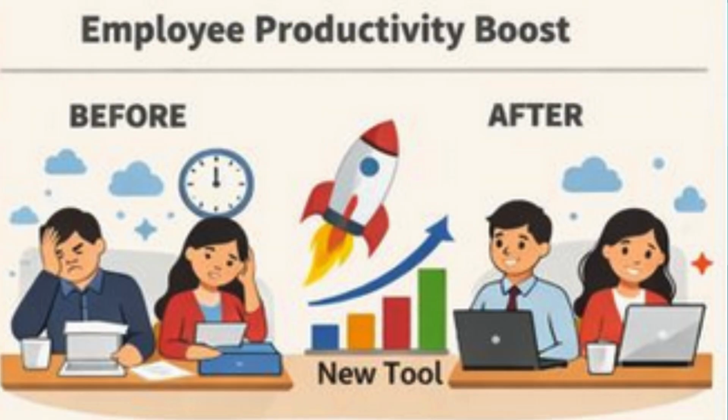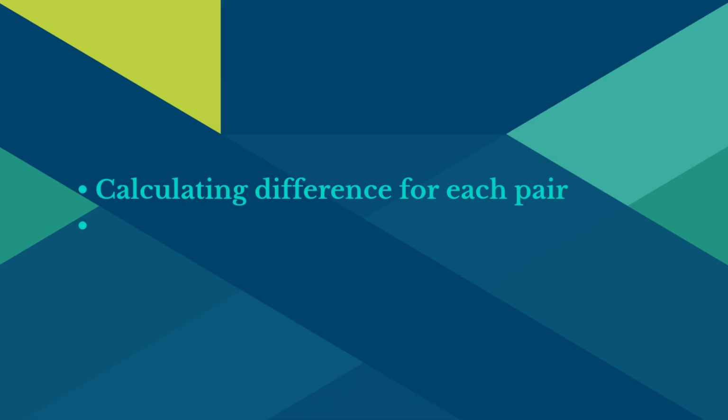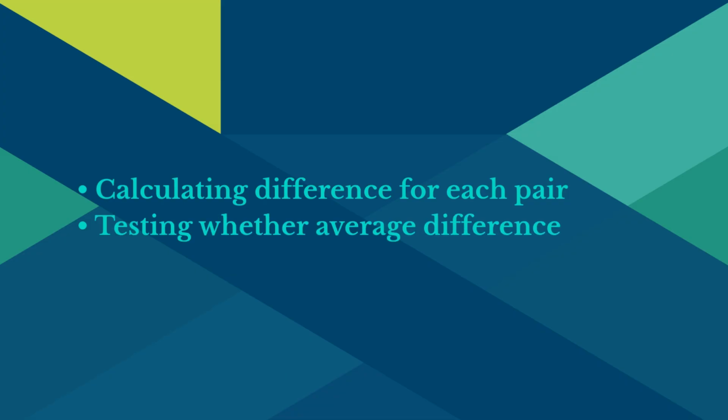Here, we are not comparing two independent groups. Instead, we are comparing each subject to themselves. The paired t-test works by calculating the difference for each pair and then testing whether the average difference is meaningful. This makes the paired t-test very powerful because it removes a lot of individual variability. So now we understand what a t-test is and which type to use depending on the situation.